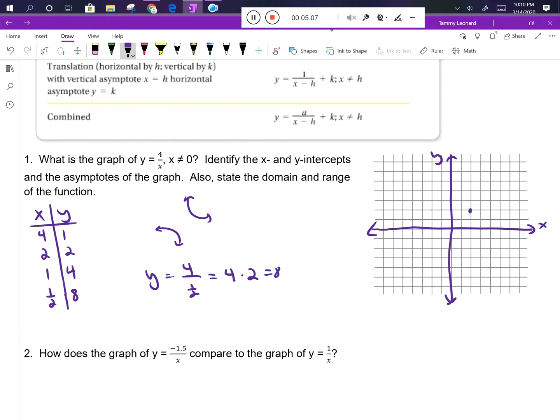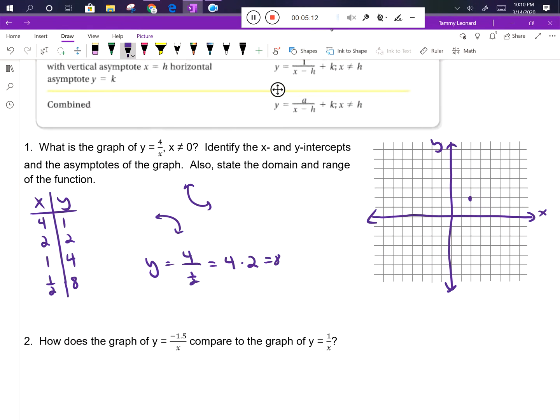So let's graph the point 2, 2, the point 1, 4, and the point 4, 1. I can see if I got all the way out to 8, I'd be down at a half. And I'm sure you can imagine if I only went over a half, I'd be all the way up at 8. So I know I'm going to get off the grid before I get to the next lines. So it's going to look something like this.